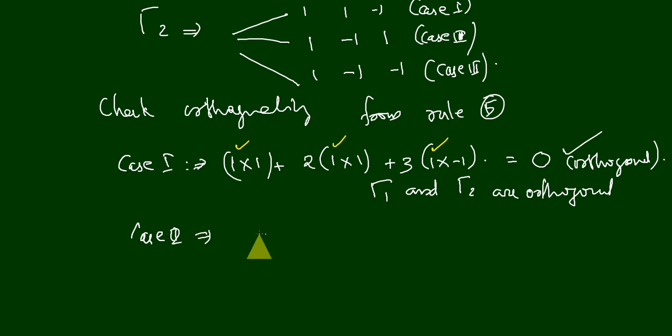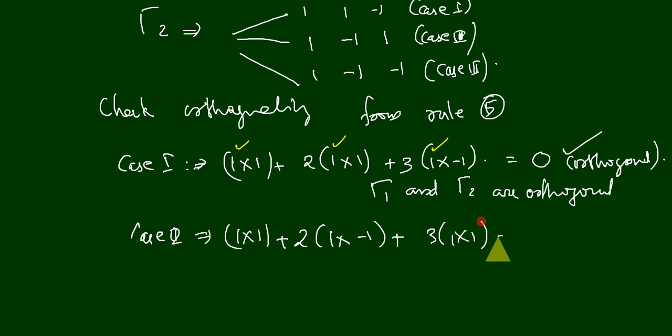If you cross check, you can see that it is 1 into 1 plus 2 into 1 into minus 1 plus 3 into 1 into 1, that is equal to 1 plus 2 into minus 1, that is 2 minus 2, and this is 3. Okay, 3 minus 2, that is equal to 4 minus 2, that is equal to 2. So that is not orthogonal. This set is not orthogonal to the first.